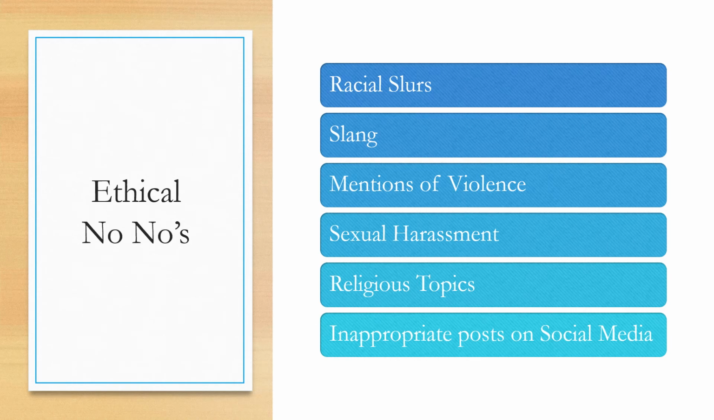So to maintain ethical communication, here are a couple of things that you should avoid in the workplace. Racial slurs, slang, any mentions of violence, any form of sexual harassment, any religious topics, or inappropriate posts on social media. These are all unethical behaviors, and usually companies have rules in place specifically for this, but there are also social aspects to it. Not everything is strictly prohibited, but there are just things that you should understand that you shouldn't do at any time, whether that is in a business setting or out in public.